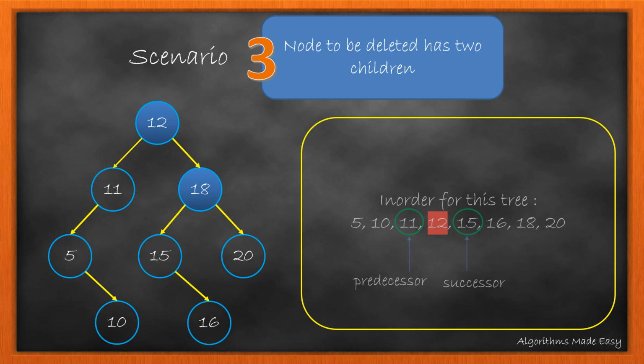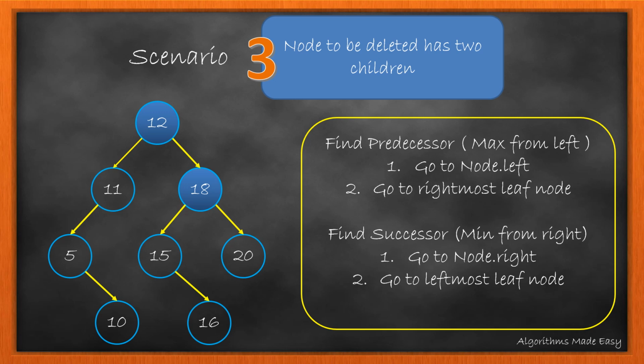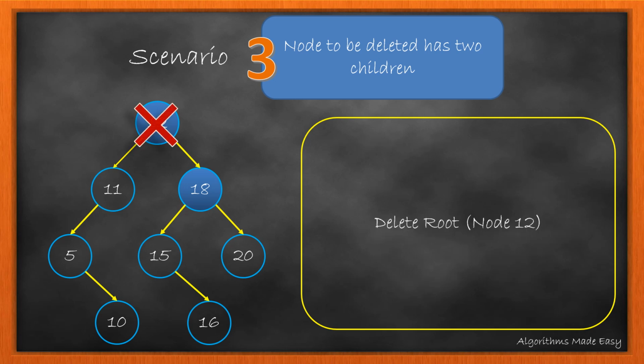Now, how do we find this? To find a predecessor, we go to the left node and find the rightmost node from here. This gives the maximum from the subtree. To find a successor, we go to the right node and find the leftmost node from here. This gives the minimum from this subtree.